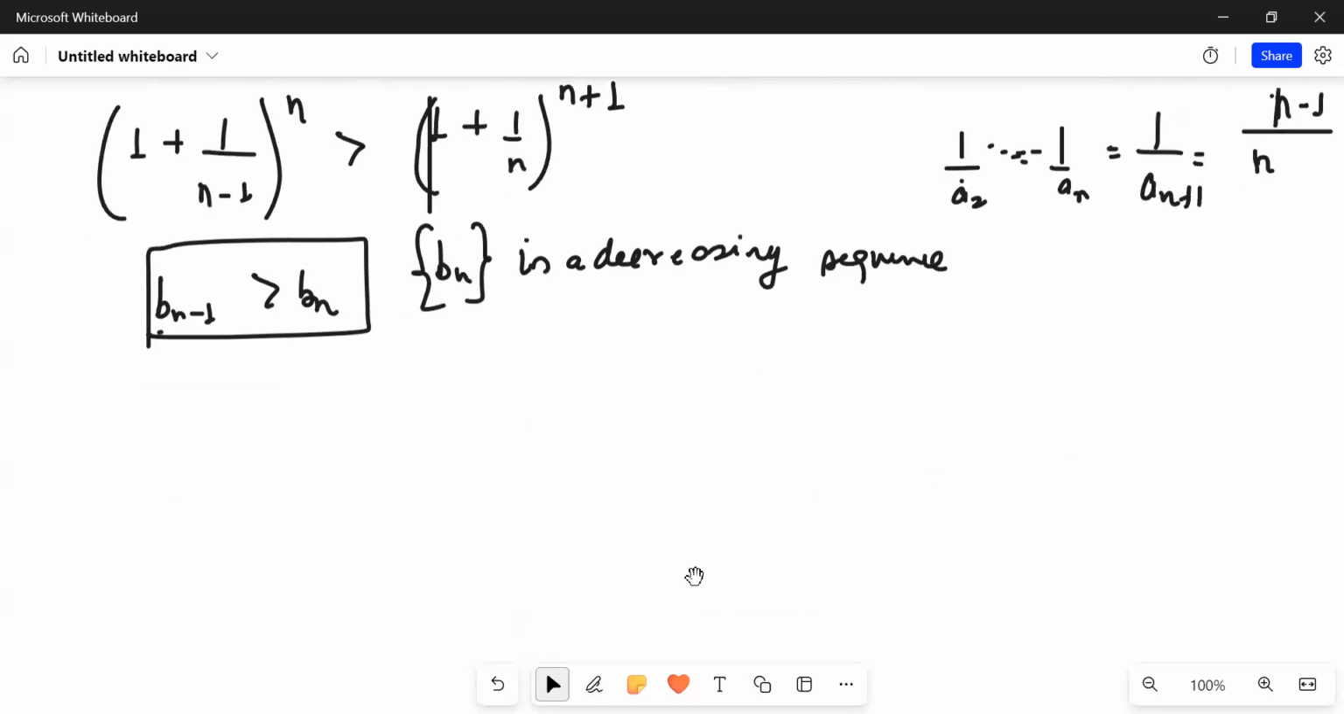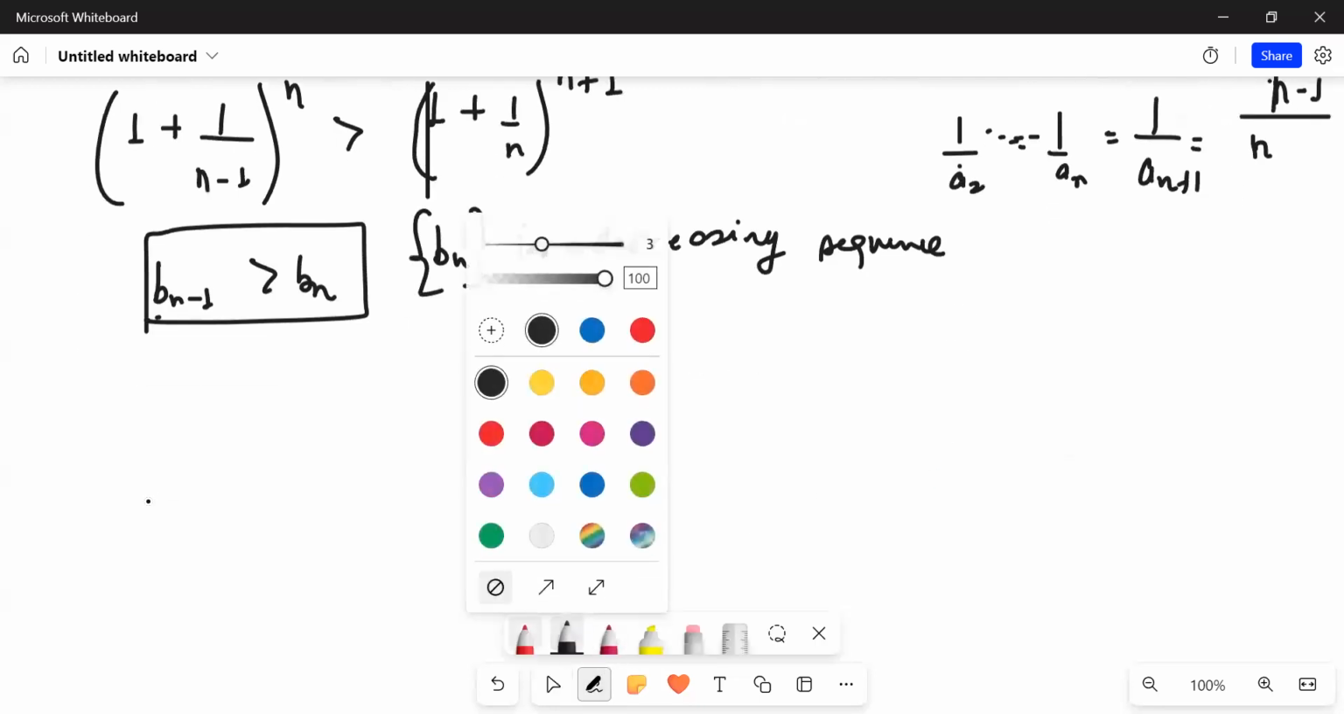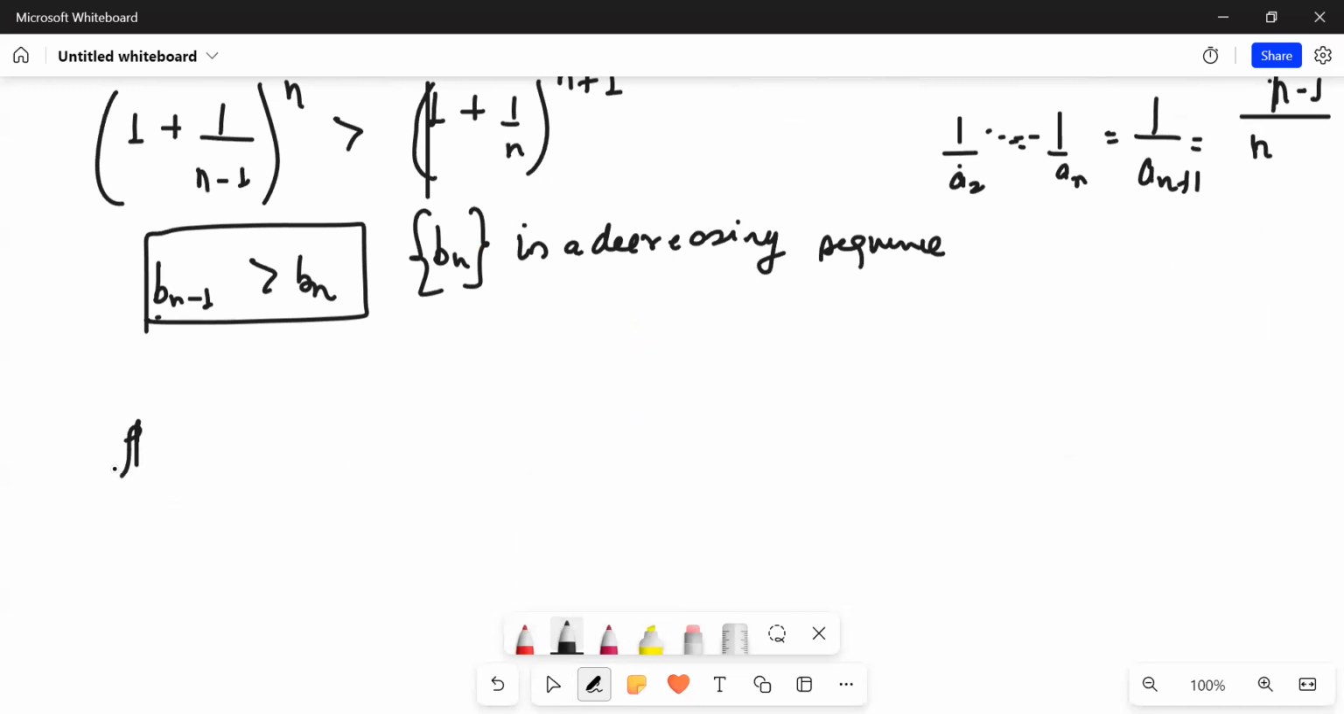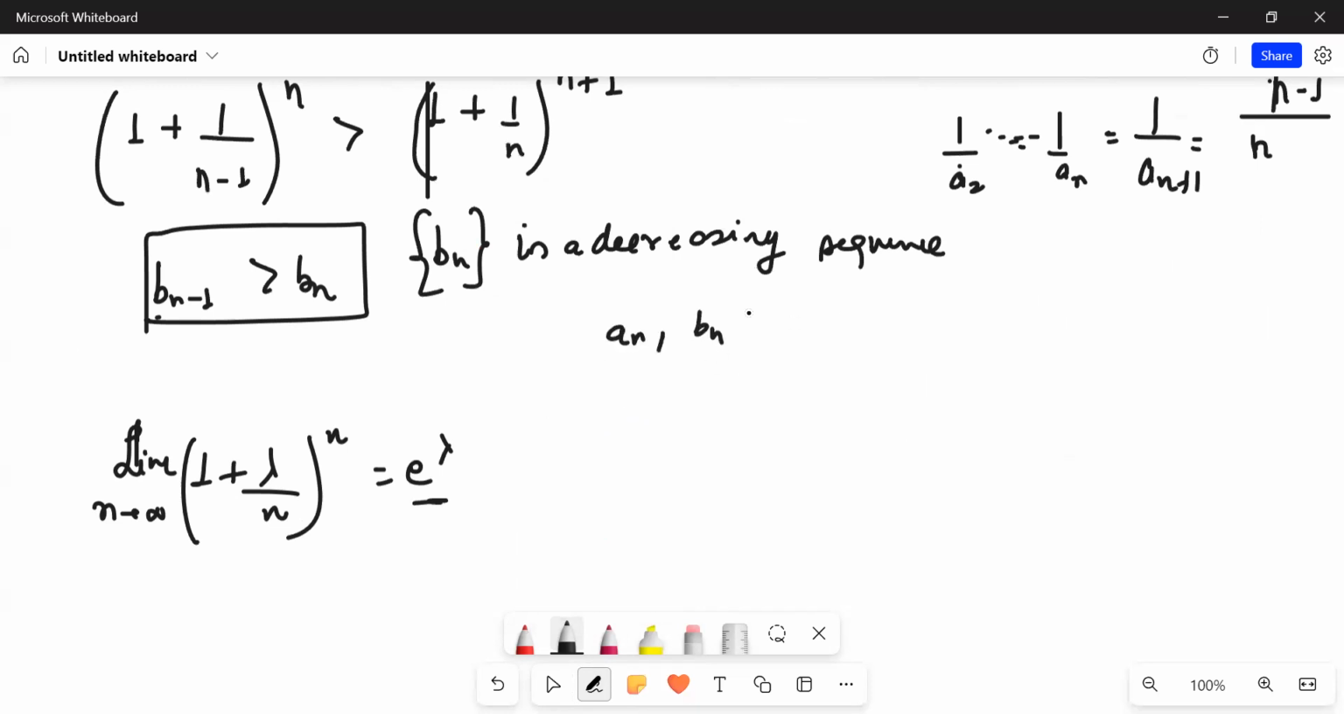I'm giving you a formula; probably we may derive it some other time. Just remember this formula, which suggests that the limit as n tends to infinity of this is equal to e raised to power lambda. So for both sequences an and bn, the limit is equal to e only. However, the sequence an is an increasing sequence, and the sequence bn is a decreasing sequence.